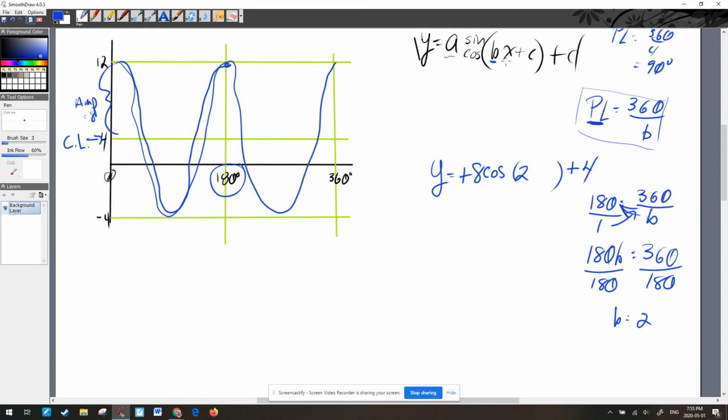Now, I'm going to need an x. There it is right there. So we have to have our x. Now I need to decide what the c value is going to be. Well, the c value, how does it come into play? It is our phase shifter. It's going to move us left and right.